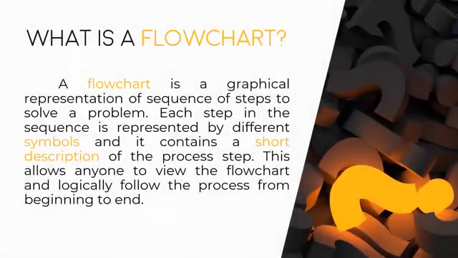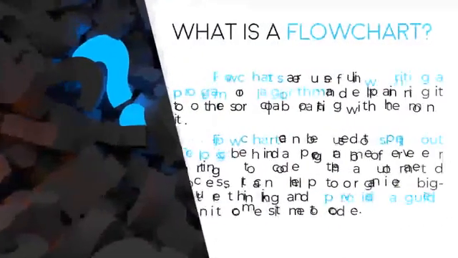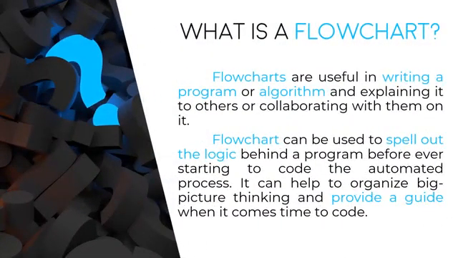A flowchart is a graphical representation of a sequence of steps to solve a problem. Each step in the sequence is represented by different symbols, and it contains a short description of the process step. This allows anyone to view the flowchart and logically follow the process from beginning to end. Flowcharts are useful in writing a program or algorithm and explaining it to others or collaborating with them on it.